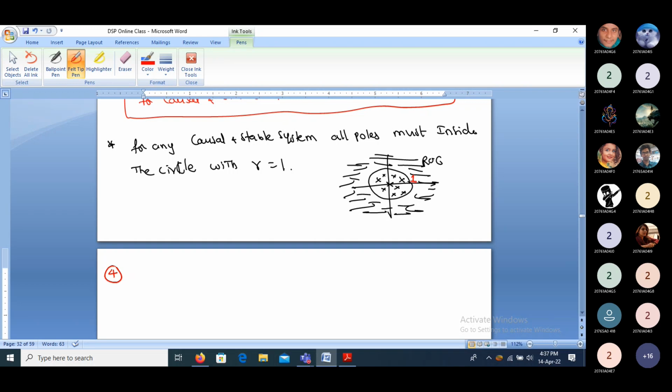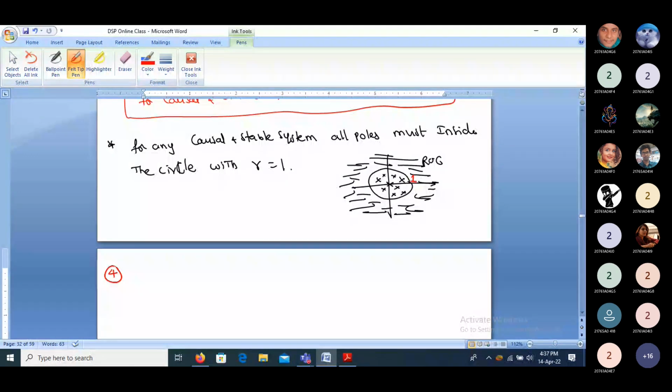And here, one more thing, clearly observe it. Based on this concept, we can conclude that whatever the poles the system has, all the poles must have values less than 1. If any one pole is greater than 1, automatically the system is unstable. Okay, this is about the concept of causal and stable systems.